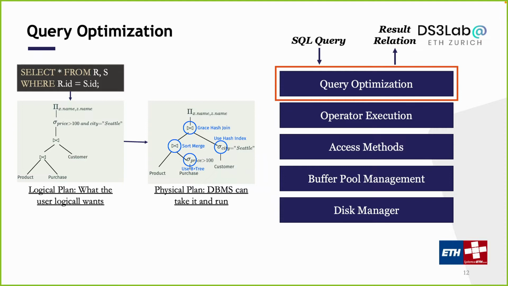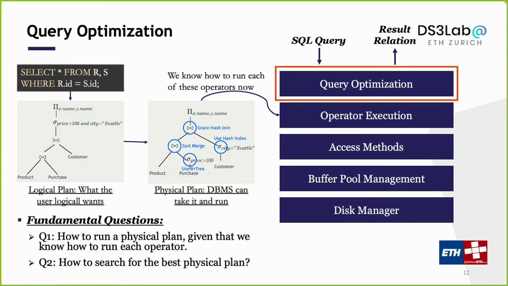And then for every single operator inside this physical plan, it is going to tell you how I'm going to actually run it. For this join, I'm going to do sort merge join. For that join, I'm going to do nested loop join, so on and so forth. The goal of the physical plan is that the database can take that and actually call the operator execution layer that we talked about on Wednesday, and then give you the result. So that is a functionality we want to enable today.